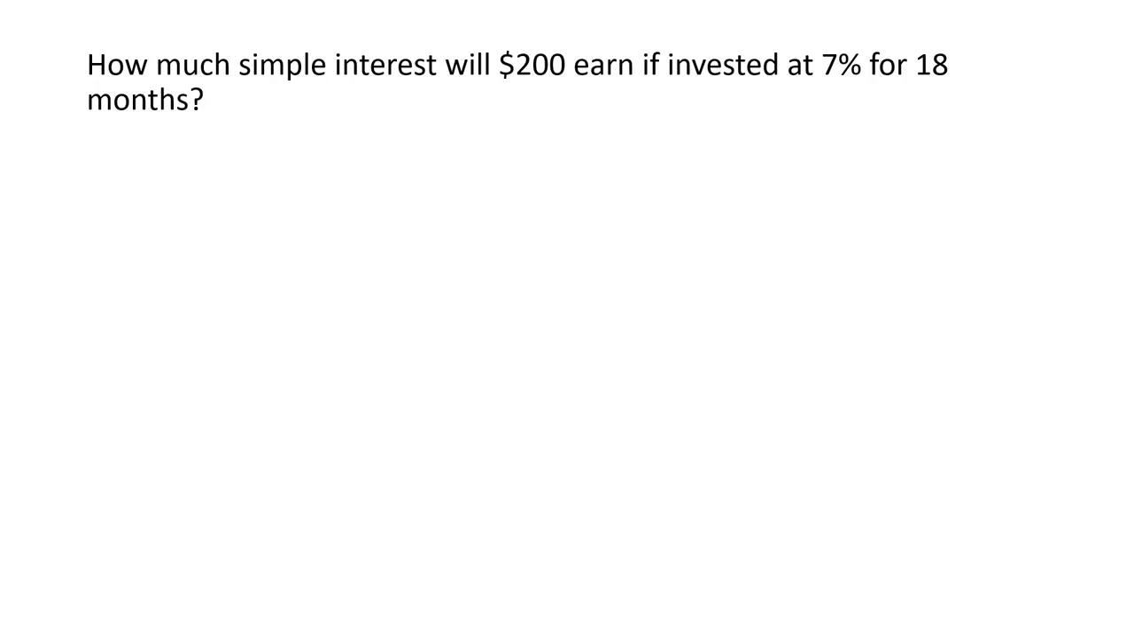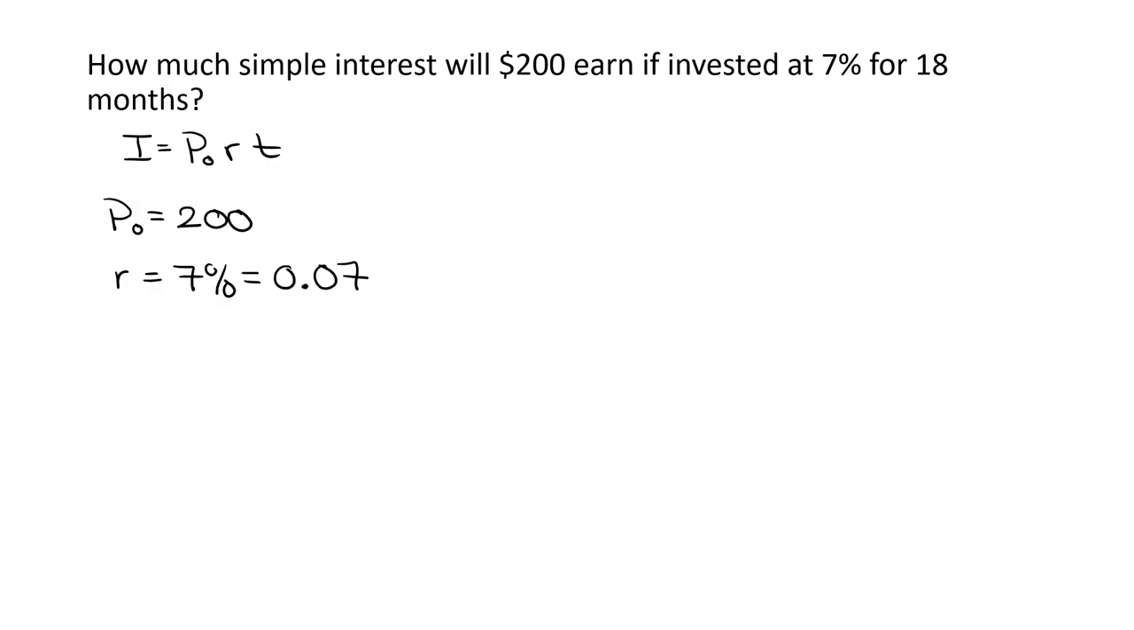So let's use this formula to solve an example. How much simple interest will $200 earn if invested at 7% for 18 months? So the initial investment, the principal, or P0, is $200. Our interest rate is 7%. We'll write that as 0.07. And T, time, is 18 months.